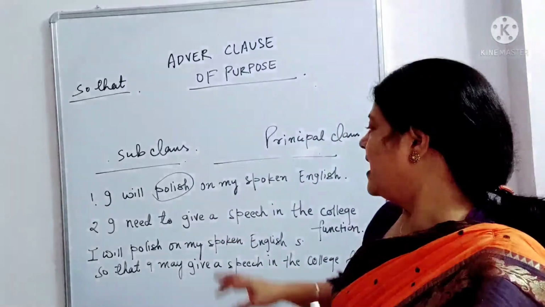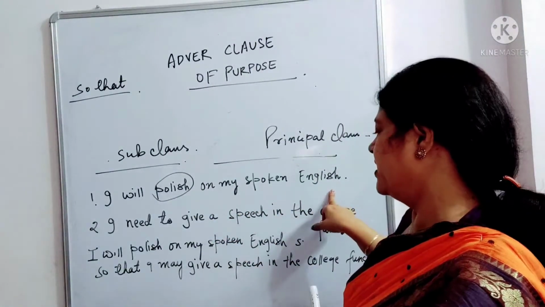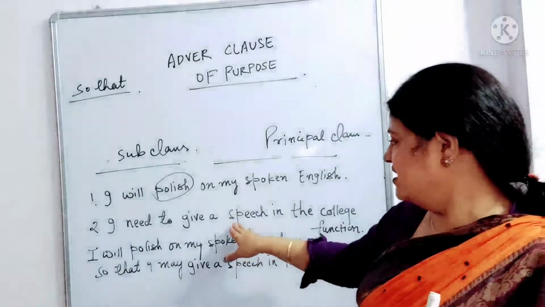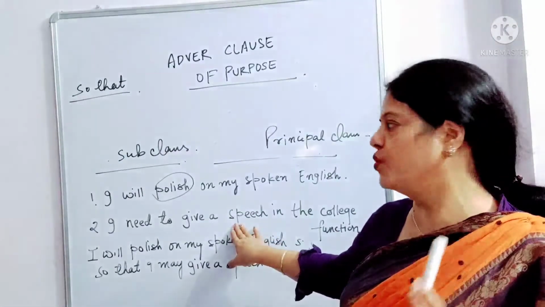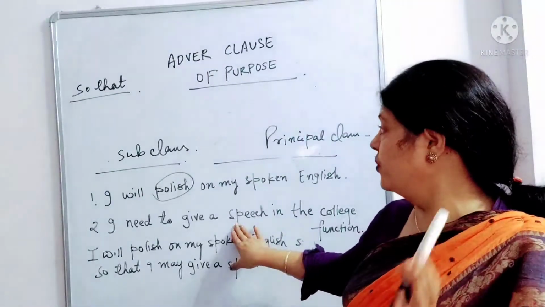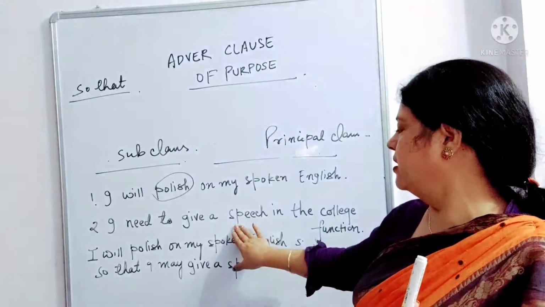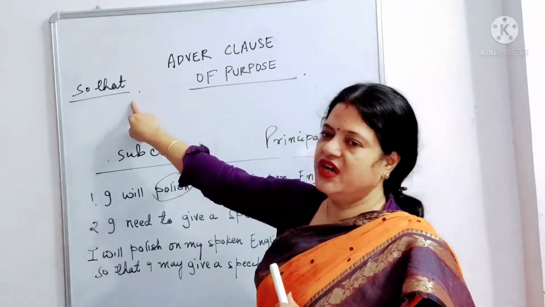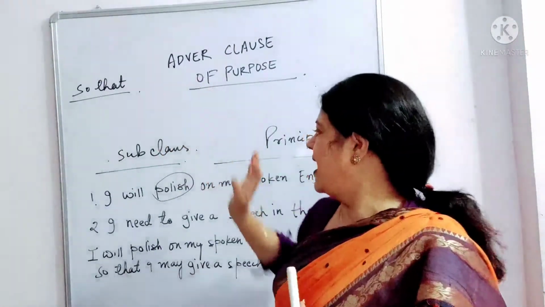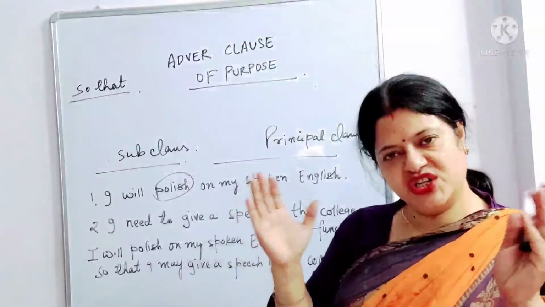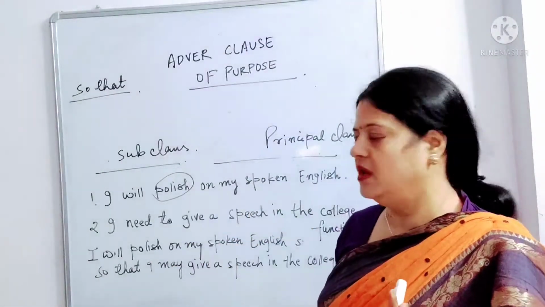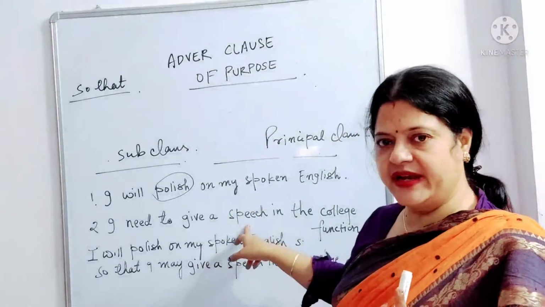Okay. Now, I will polish my spoken English. I need to give a speech in the college function. Since the second sentence is showing purpose, what would I do? I will take this conjunction so that, and I will put it just in front of the sentence which is showing purpose. Till now it is a sentence.